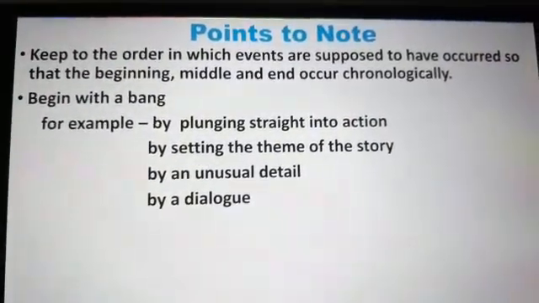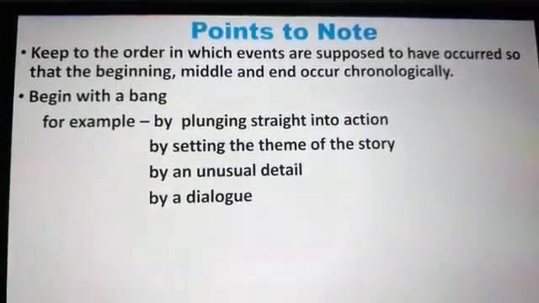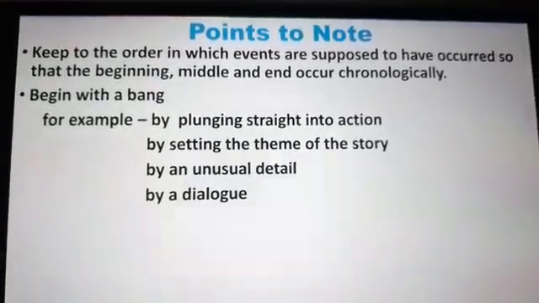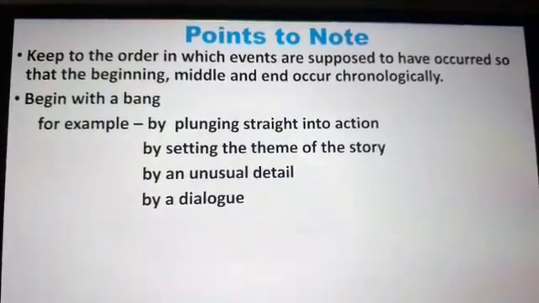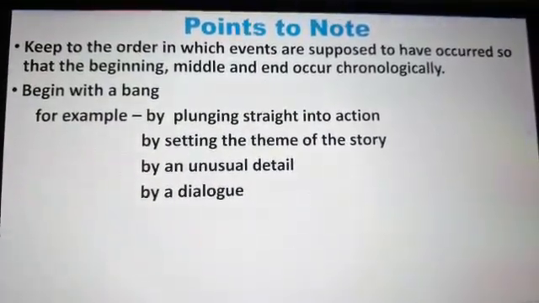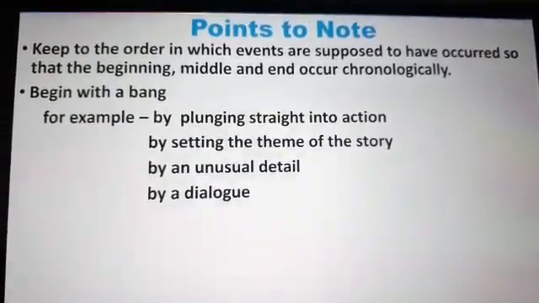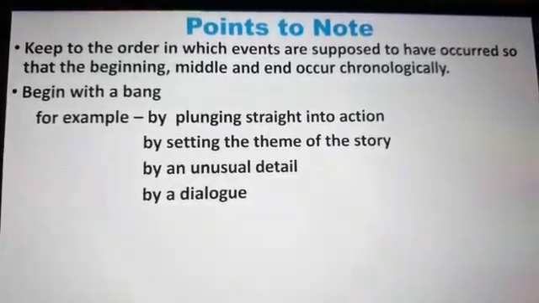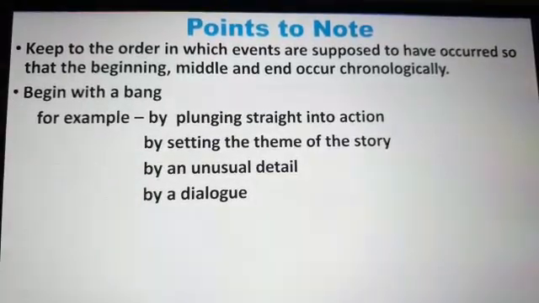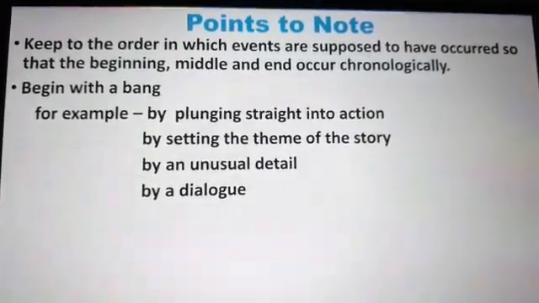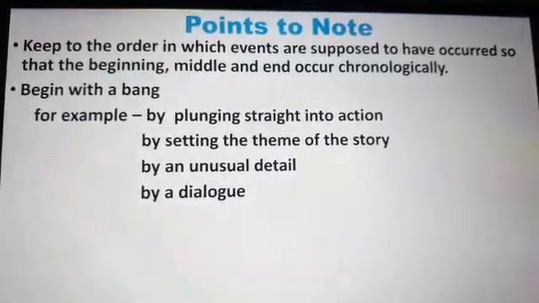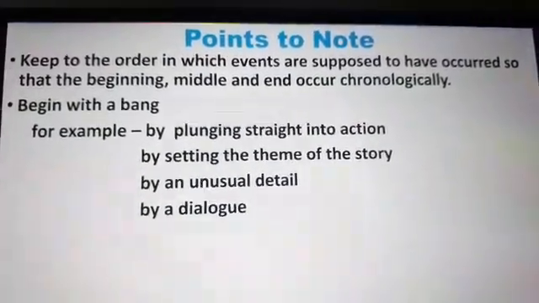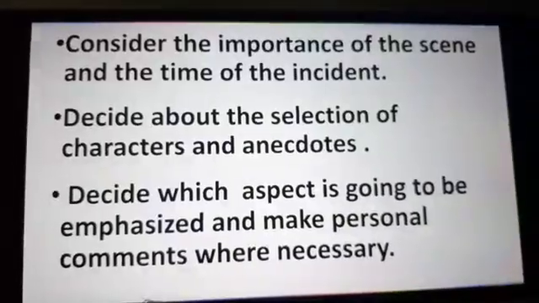Some other points which need to be kept in mind are we should keep to the order in which events are supposed to have occurred so that the beginning, middle, and end of the composition occur chronologically. We should try to begin the narrative composition with a bang, for example, by plunging straight into action, by setting the theme of the story, by an unusual detail, by a dialogue.